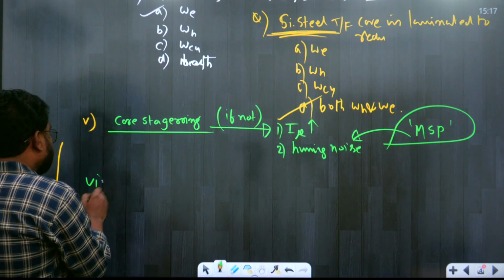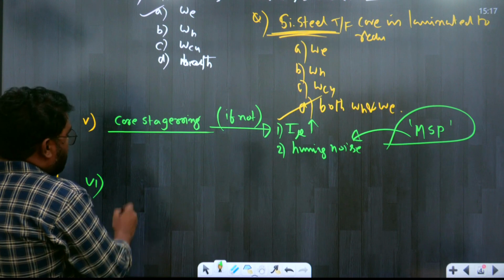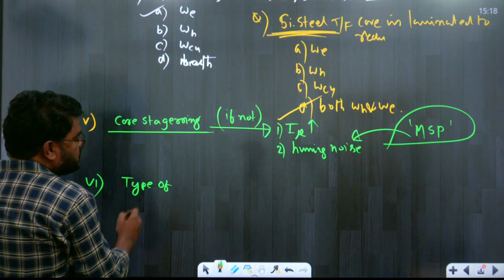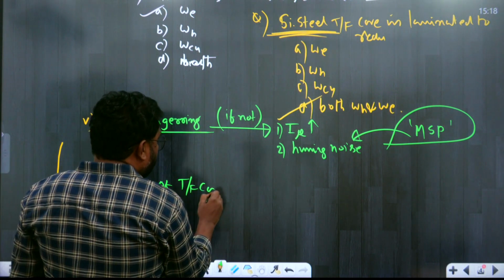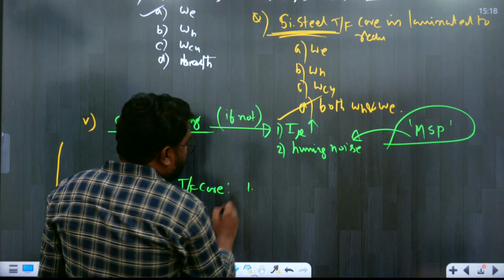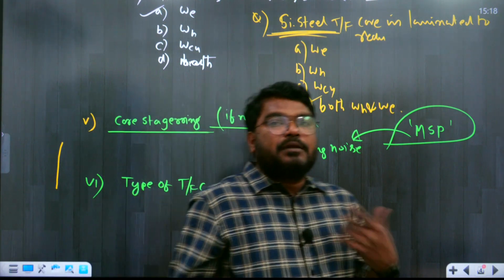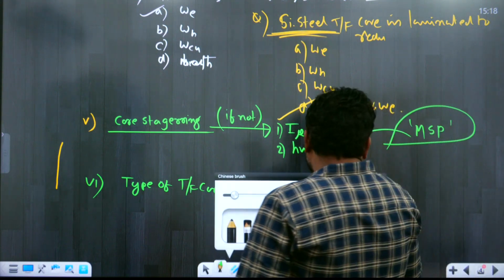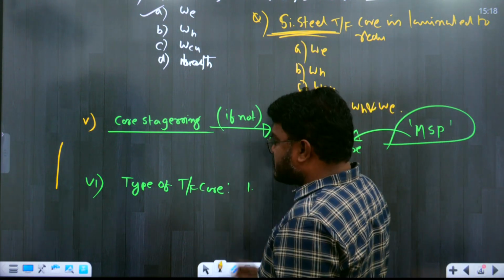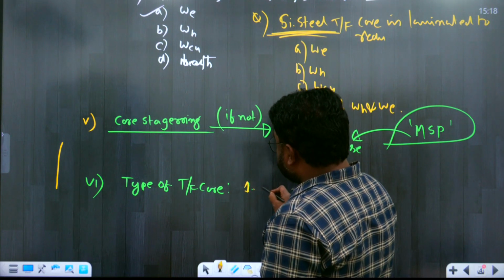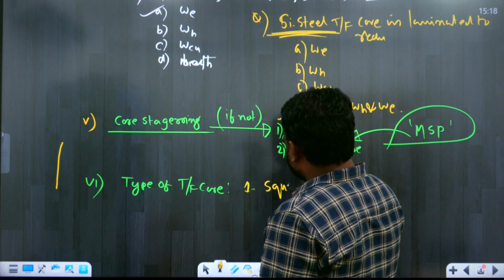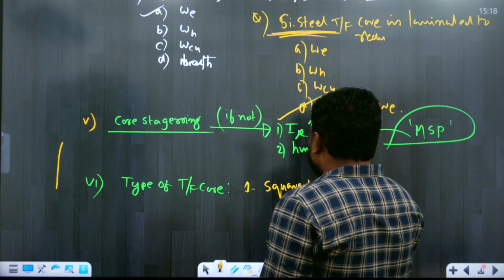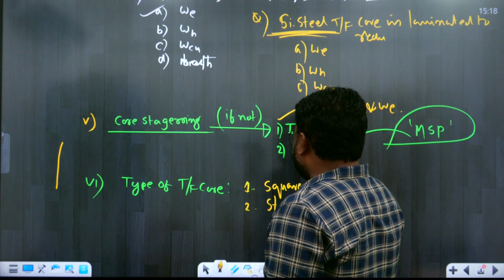Now the sixth point in the case of the transformer core: the types of transformer cores. This is also one of the questions. The types of transformer core here are for the core type transformer, not the shell type transformer. The first is the square type transformer core, and the second is the stepped type transformer core.